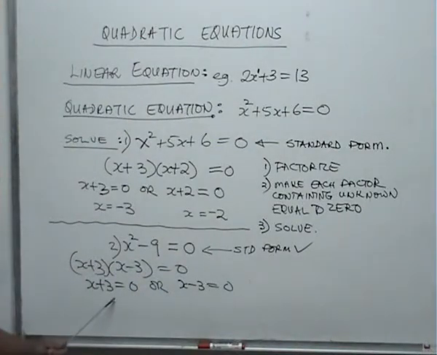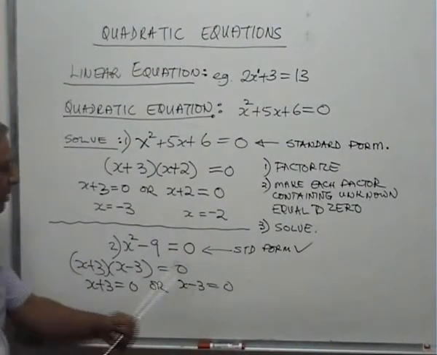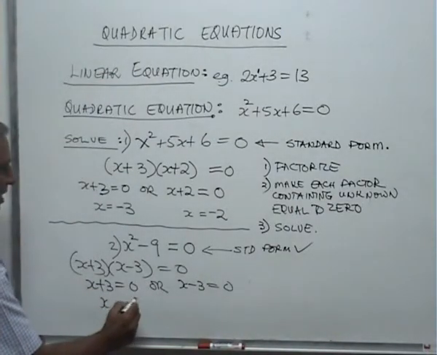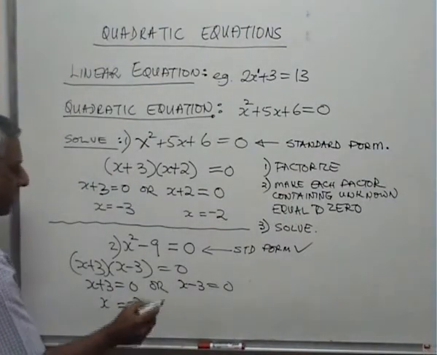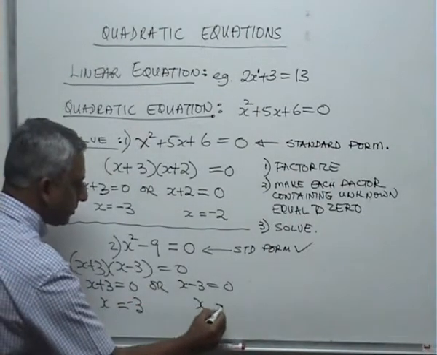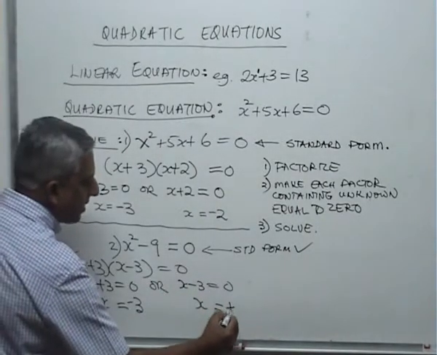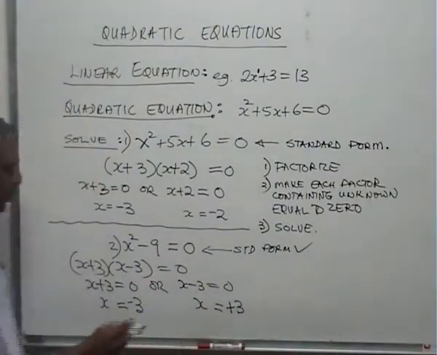There's no need for me to write the brackets here. And then you solve this. You're just transposing the 3. Plus 3 becomes minus 3. Now watch what's happening on this side. You've got minus 3. So when you transpose it, you get plus 3. So there's your two answers.